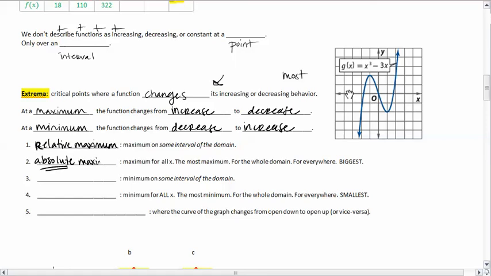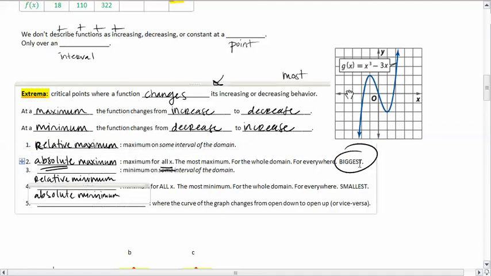Which means the maximum for all of the x. It's the most maximum for the whole domain, for everywhere, the biggest, the most. Okay. Similarly, you can have a relative minimum, pretty sure there's way too many letters in that, and an absolute minimum. Okay. I don't know how to spell the word minimum.